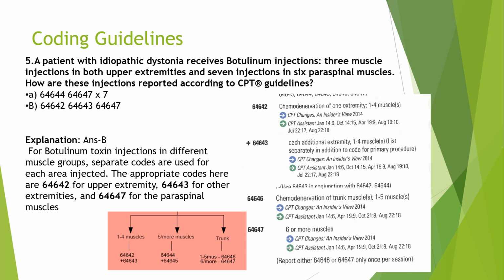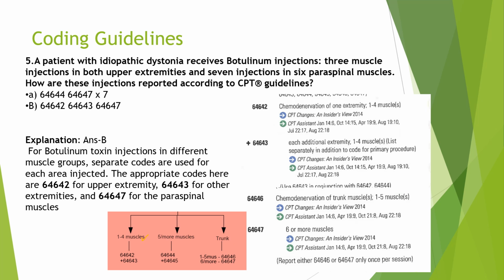One will have a primary code and one more corresponding add-on code for the additional extremity. So what do we have to check here? In this question, they are saying both upper extremities, and you should check the muscle. So 3 muscle injection in both upper extremity, 3 muscle, then it comes in the first code category, that is 1 to 4 muscle. This 1 to 4 muscle category will come.